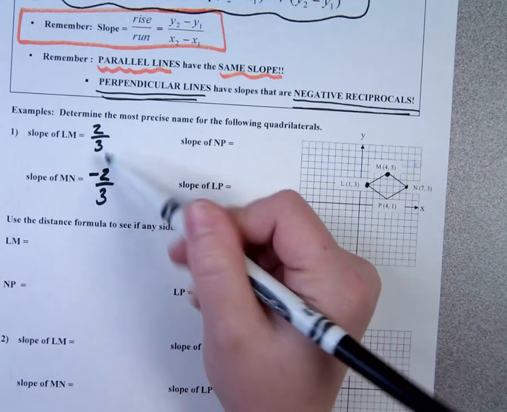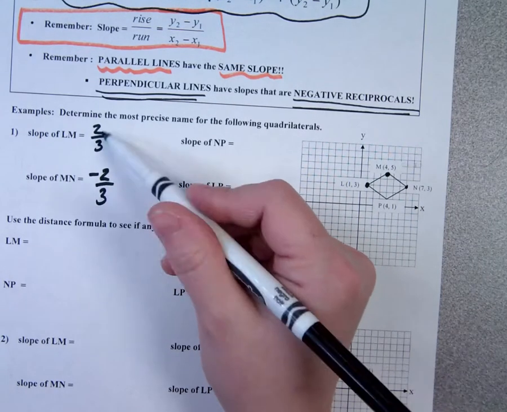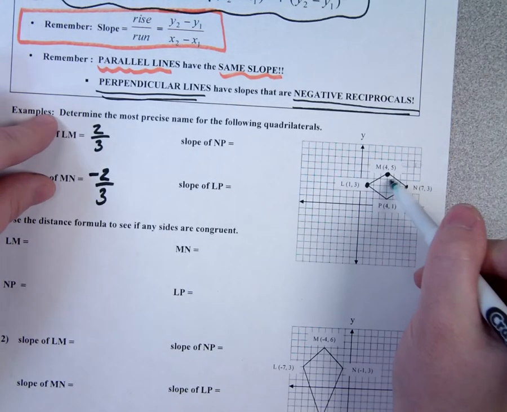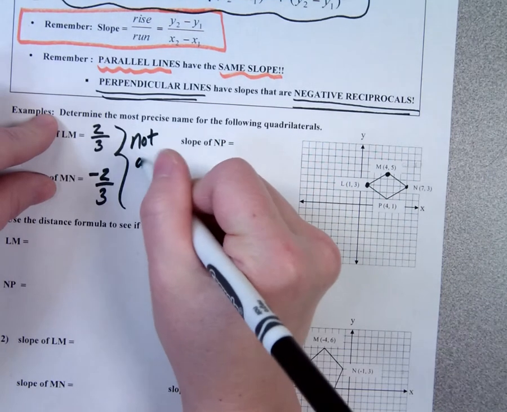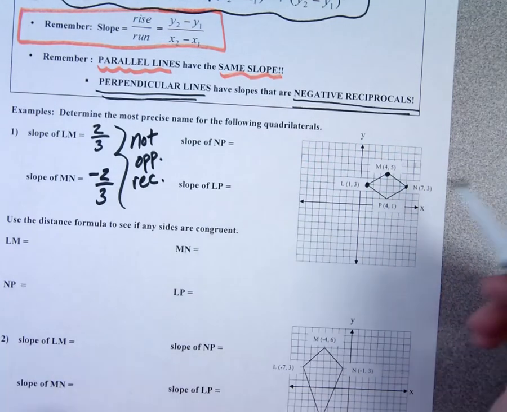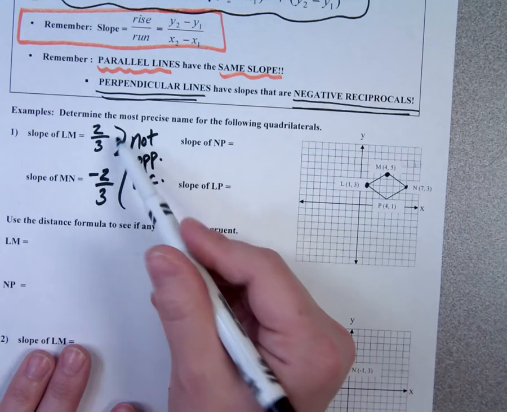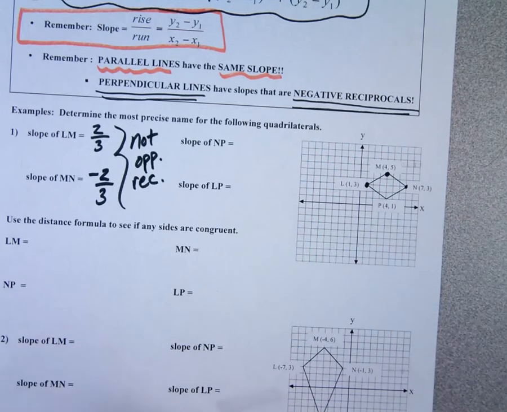Are these opposite reciprocals? No, they're just opposites. If these were opposite reciprocals, then these lines would be perpendicular, which means this would be a 90-degree angle. So since these are not opposite reciprocals, it's not a square or a rectangle. So right now, I know this is not a 90-degree angle right here. And the reason it's not a 90-degree angle is these slopes are not opposite reciprocals, which means these lines are not perpendicular. So right now, rectangles out, squares out.